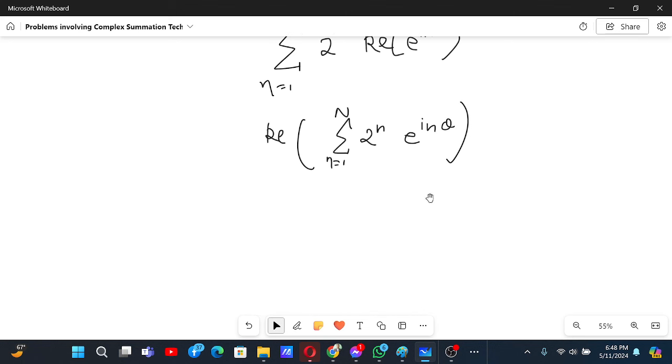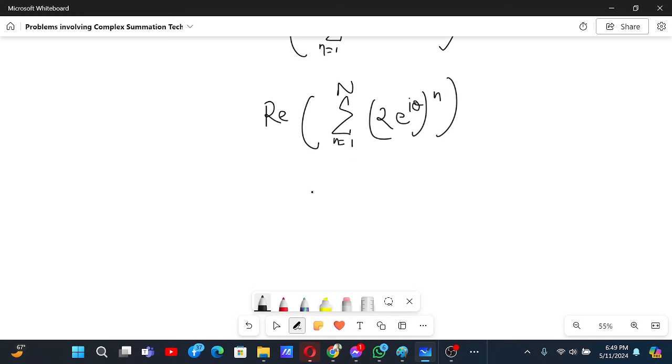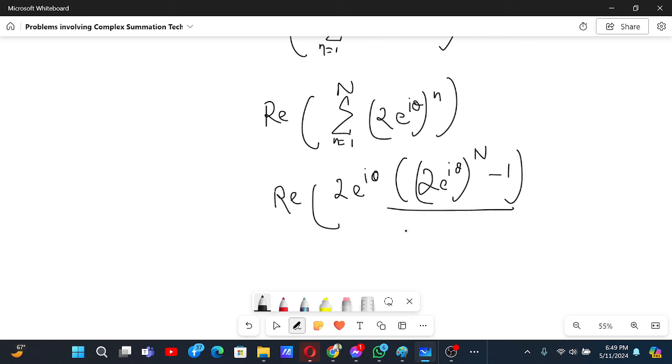Now we have the real part of the sum from n equals 1 to N of 2 e to the power i theta, to the power n. And now we can sum this using a geometric series. The first term a is 2 e to the power i theta, and r is just 2 e to the power i theta itself, and then we have r to the power N minus 1 by r minus 1, that is 2 e to the power i theta minus 1.